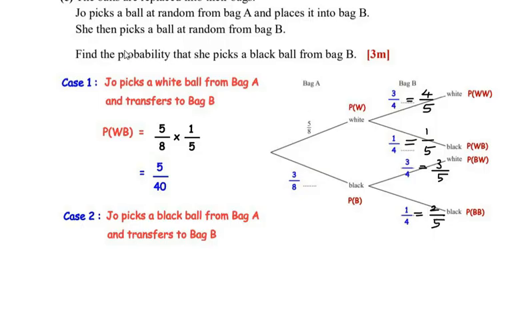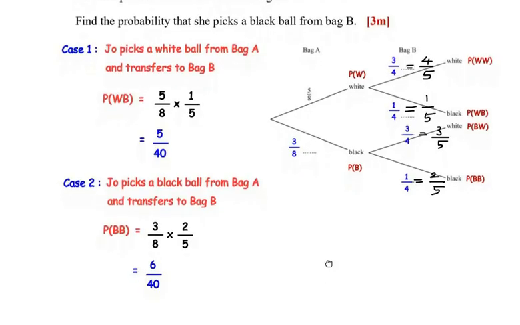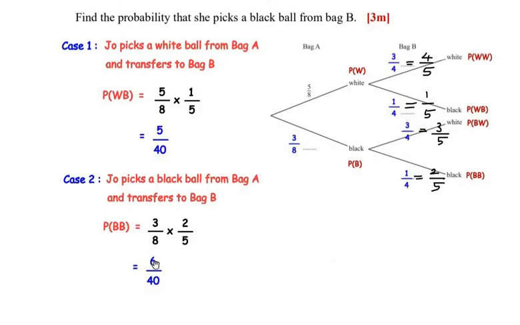And since we have to find out the probability that she picks a black ball from bag B, we have to take this path where she picks a black ball from bag A and then again she picks up a black ball from bag B. So we are going to multiply 3 over 8 with 2 over 5, giving us the probability as 3 times 2 as 6 and 8 times 5 as 40.